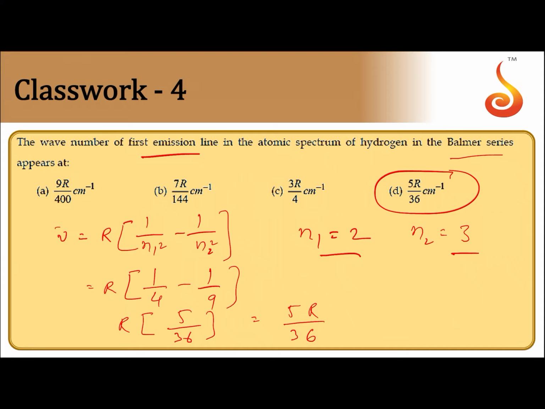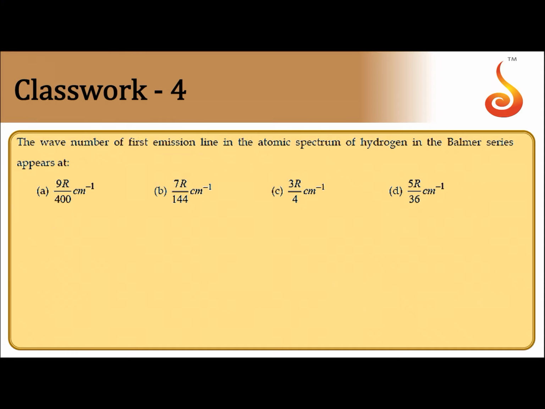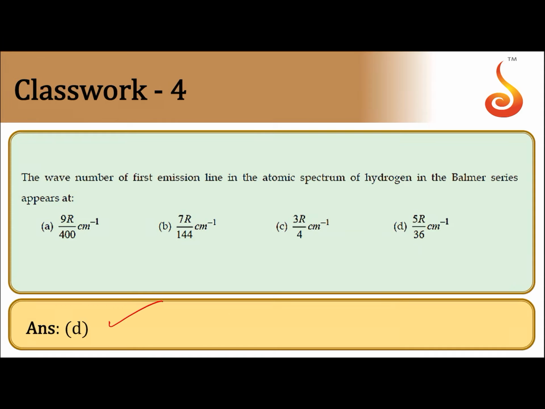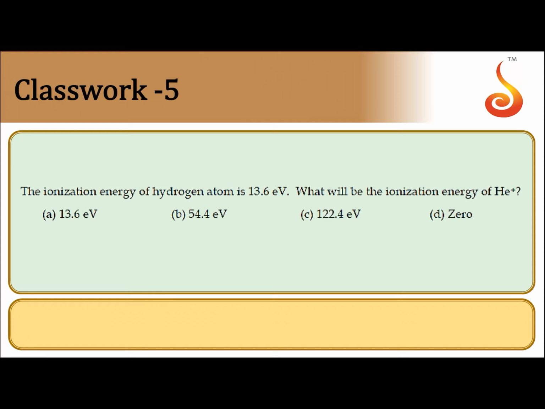So the option is D. Rydberg's equation is R into 1 by n1 square minus 1 by n2 square, and for the Balmer series n1 is equal to 2, and for the first emission line n2 is equal to 3. Substituting these values we get 5R by 36. So the answer is option D.